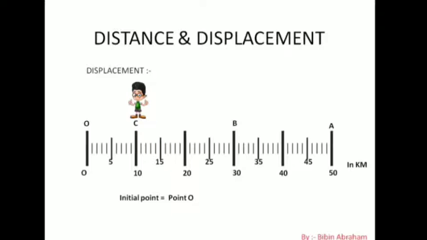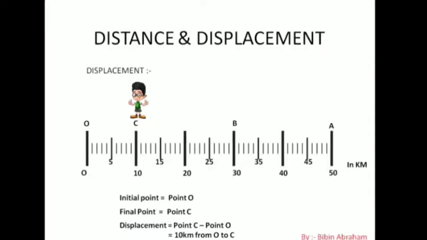All right, so your initial point in this particular example is point O, and the final point where you have reached is point C. Displacement is measured as your final point minus your initial point. Final point is point C minus your initial point, that is 0, right? So you can see final point is at 10 kilometers, initial point is at 0 kilometers. Displacement is 10 kilometers from O to C. Now distance is coming out to be 90 kilometers, but displacement is coming out to be 10 kilometers, right?